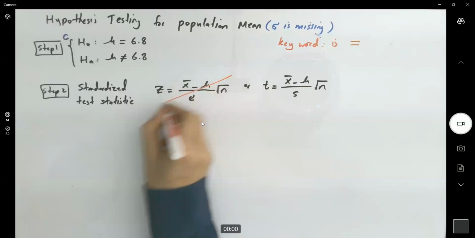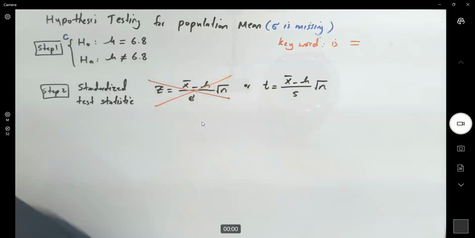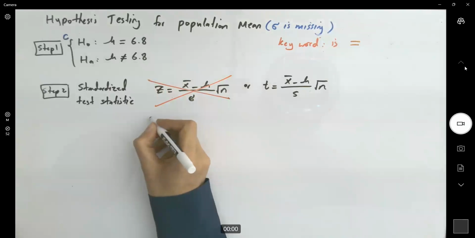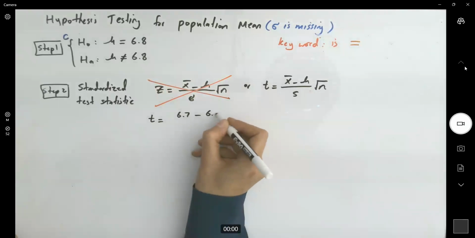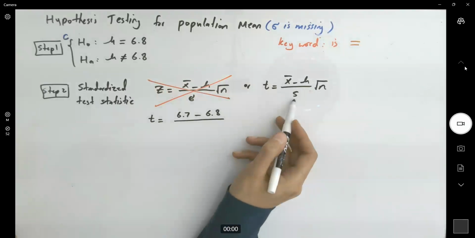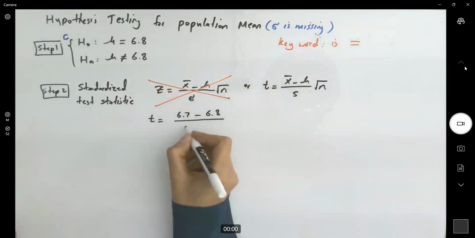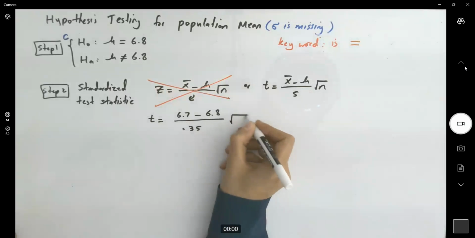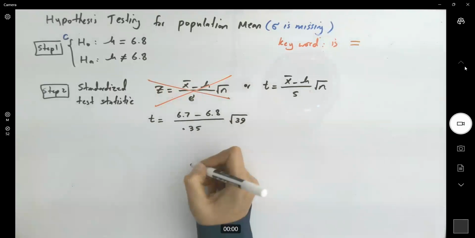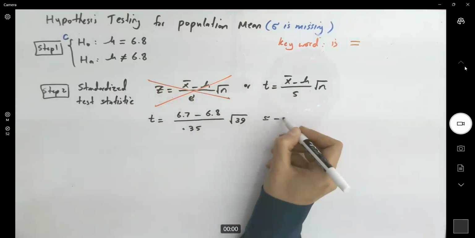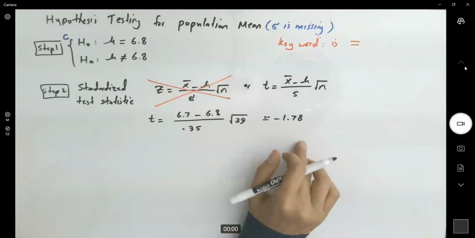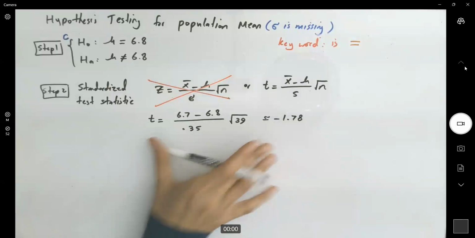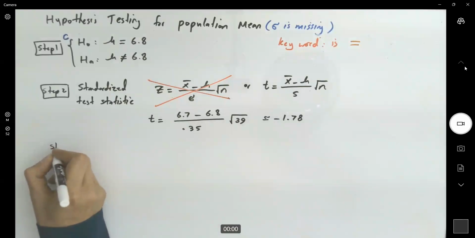So it's not a z. We cannot use a normal CDF. We have to use t and the t distribution. T is x bar, which is 6.7, minus mu, which is 6.8, divided by s, which is the sample standard deviation, 0.35, over square root of n, and the sample size is 39. Well, approximately we get negative 1.78. This is my t. I'm going to use t to find the p-value in the next step.